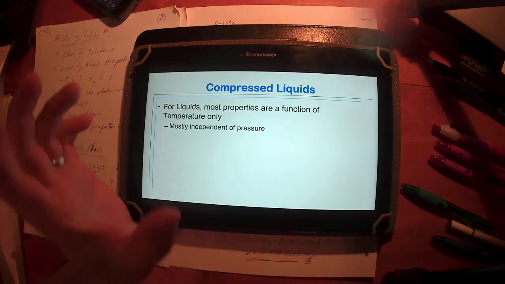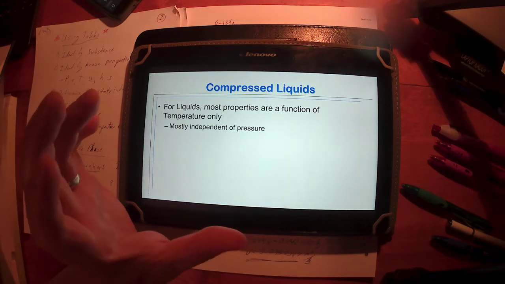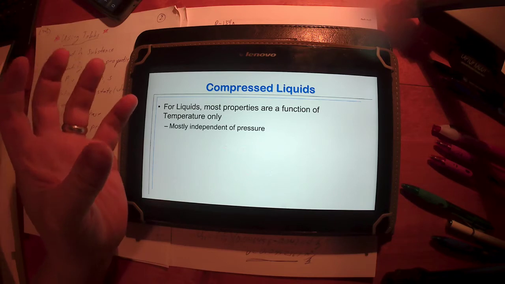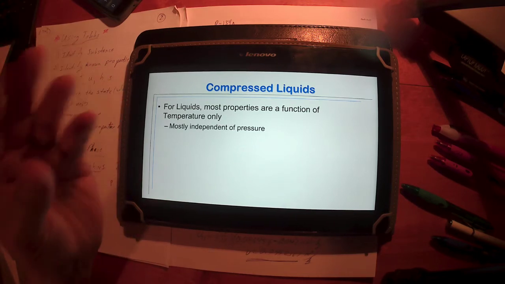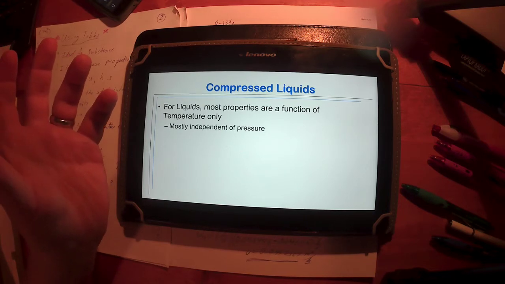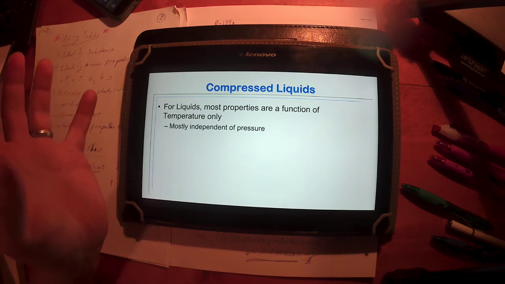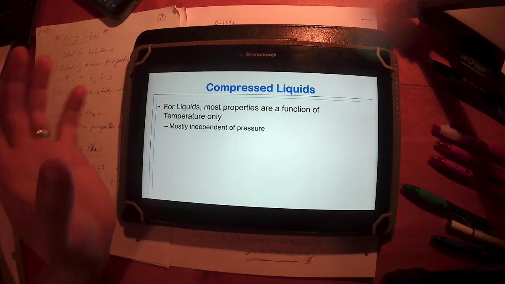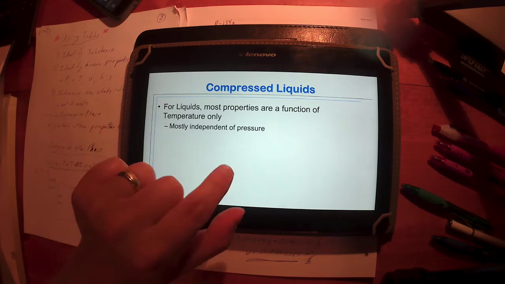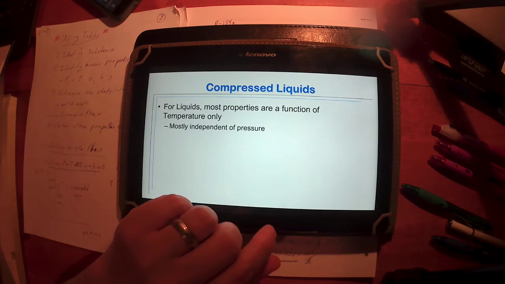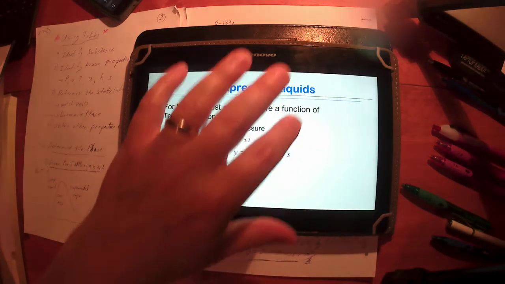If we think about the volume or the density, if I've got a liquid, it doesn't compress. I can apply as much force to it, as much pressure as I like. It doesn't really squeeze. It doesn't change volume too much. It will a little bit. But if I heat it up or I cool it down, that will change the density or the volume quite a bit, as opposed to applying pressure. So for the most part, pressure really doesn't impact U, V, H, or S.